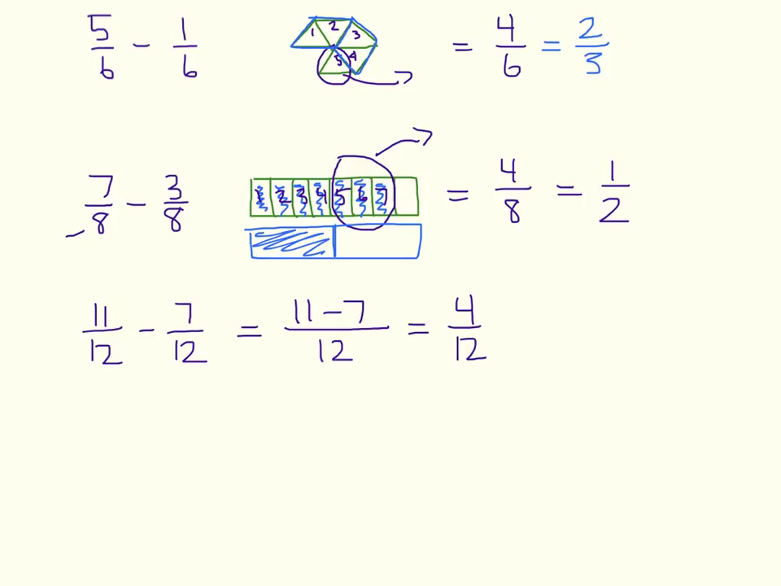And this is where our divisibility rules come in handy again. When we look at 4 and 12, we're looking for factors of both 4 and 12. So the highest common factor of 4 and 12 is actually 4. So both of these numbers are divisible by 4. 4 divided by 4 equals 1. 12 divided by 4 equals 3. So our answer in lowest terms is 1/3. It's really important that you always put your answer in lowest terms.